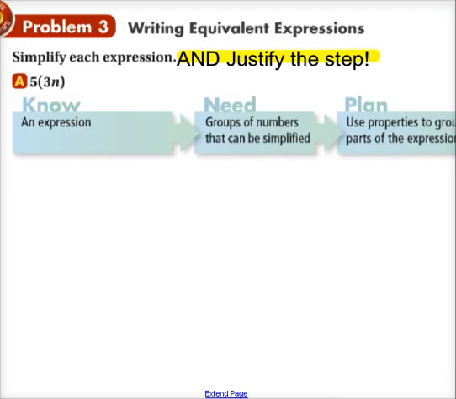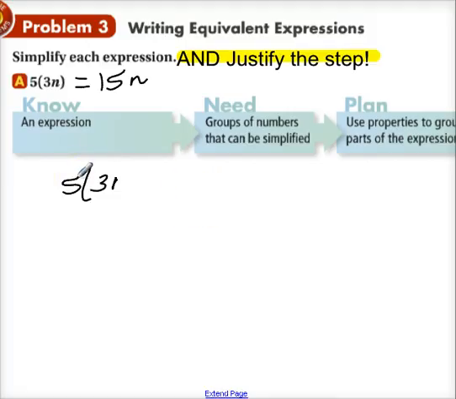All right, our third example of this lesson is simplifying expressions while we justify. In 8th grade, you need to know how to explain yourself for all the steps you do. That's what we're going to practice now. All right, in my first expression, I have 5 times 3n. I know right away this is 15n, but I'm going to show using properties how I get this answer.